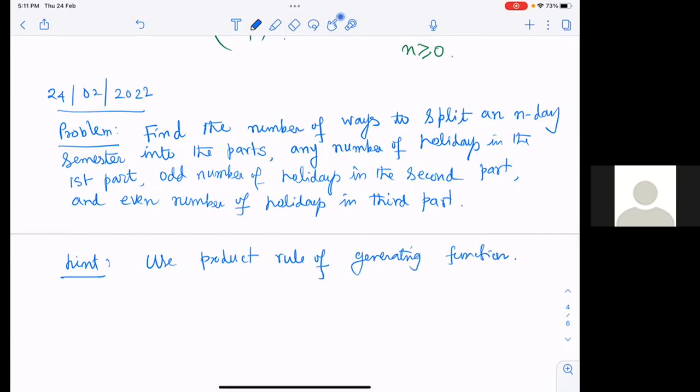For example, in the second part, you can only choose exactly an odd number of holidays. And in the third part, you can choose an even number of holidays, but any even number or any odd number in that spirit. And the first part, you can give any holidays. It could be no holiday, or it could be any odd number of holidays, any even number of holidays, and so on. In how many parts do we have to split it? Three parts. Yeah.